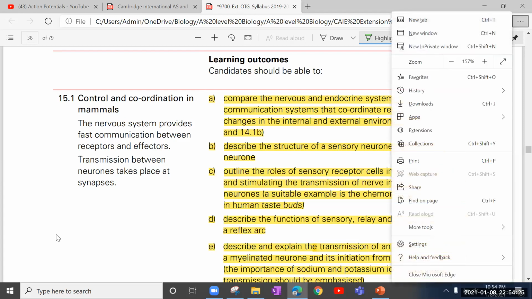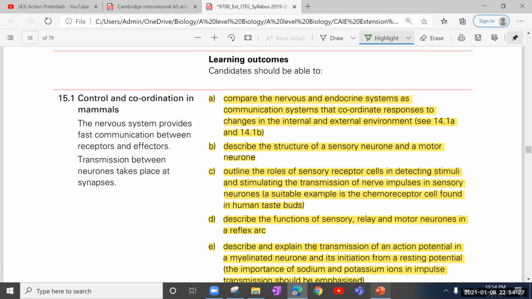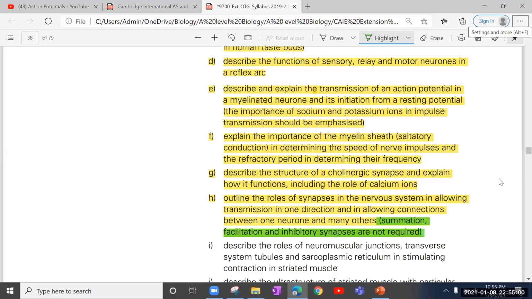Describe and explain the transmission of an action potential in a myelinated neuron and its initiation from a resting potential. The importance of sodium and potassium ions in impulse generation should be emphasized. Explain the importance of the myelin sheath, saltatory conduction in determining the speed of nerve impulses, and the refractory period in determining the frequency. Describe the structure of a cholinergic synapse and explain how it functions, including the role of calcium ions.